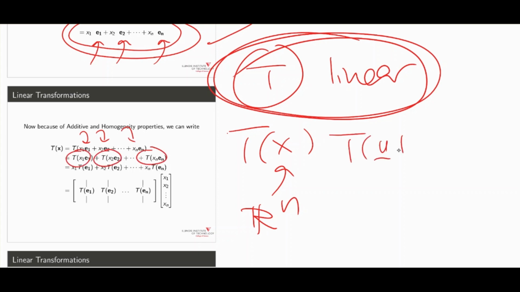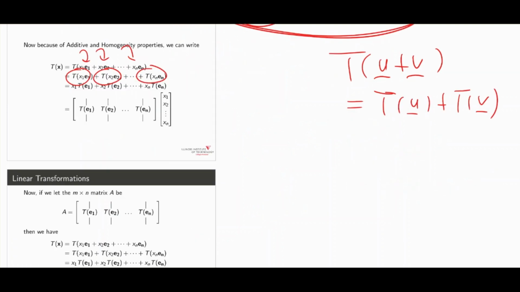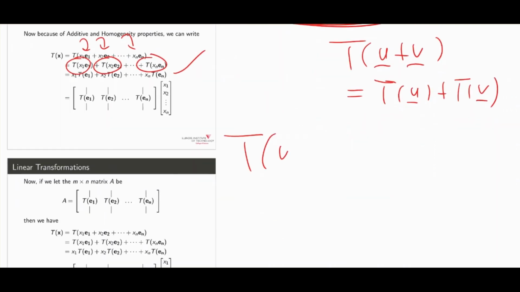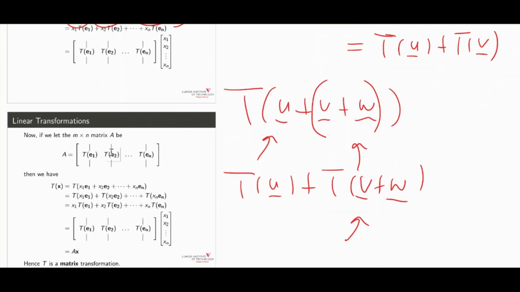You might object and say, hey, our additive property is only for two vectors, and now you use it for multiple vectors. Can we do that? It is actually still true. How many vectors do you see? You say three vectors, but I say this is only two vectors: one is this, one is this. So I have T of u plus T of (v plus w), and then I apply this again to split it into T of v plus T of w.